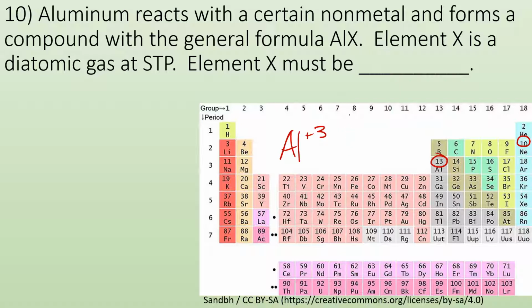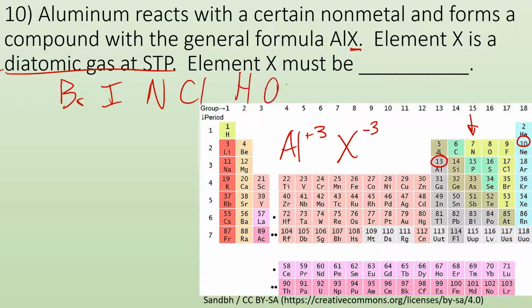All right, well, that must mean if the X, it's just 1 aluminum to 1 unknown, it must have a -3 charge, which tells me I'm going to be looking for nonmetals in this group 15. It also tells me that it's a diatomic gas at STP, so I'm looking for one of the Brinkelhoffs, Br, I, N, Cl, H, O, or F. And let's see, I got nitrogen in there, and that's the only Brinkelhoff, so it's got to be nitrogen, right?